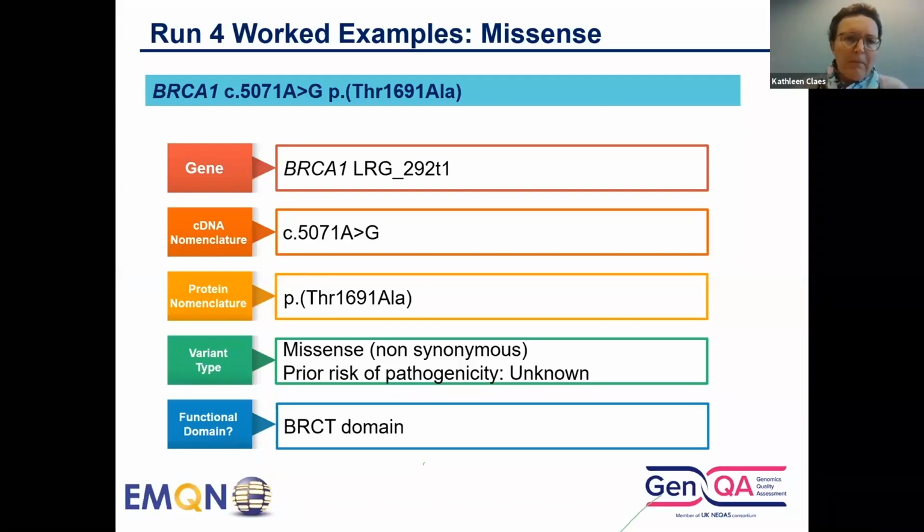So I will just jump in very concretely to a specific variant. In this case, it's a BRCA1 variant at position 5071, an A>G, which induces an amino acid substitution at codon 1691. The threonine is replaced by an alanine. As you see, it's a missense, non-synonymous variant, and the prior risk of pathogenicity is not clear. However, we know it's located in a functional domain, the highly conserved BRCT domain.